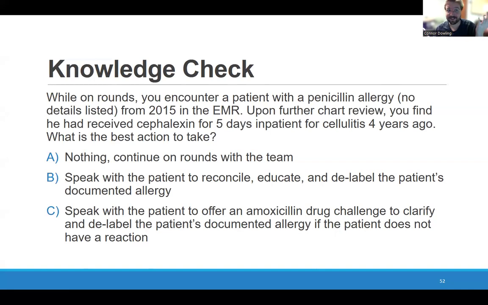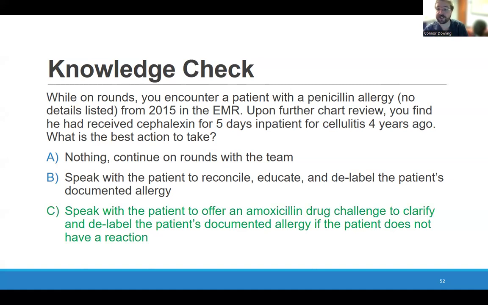Is it nothing? Just continue on rounds with the team? Is it speak to the patient, reconcile, educate, and delabel their documented allergy history? Or should we speak to the patient with the mind to offer an amoxicillin drug challenge to clarify and delabel the documented allergy if the patient does not have a true allergy or reaction?